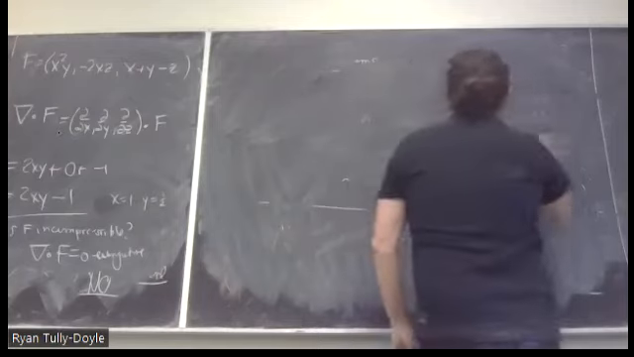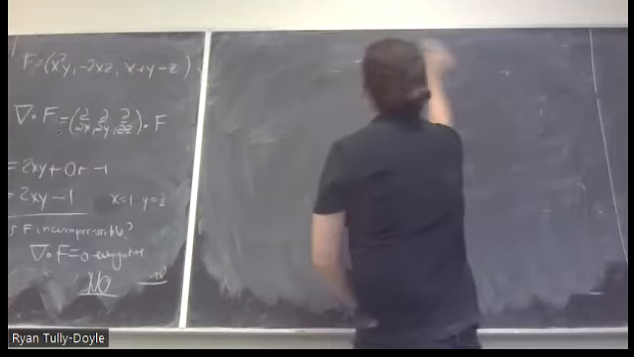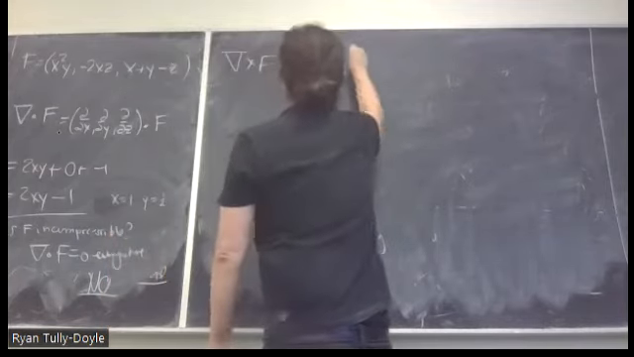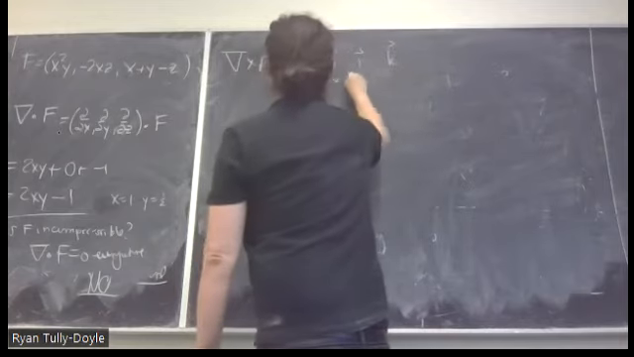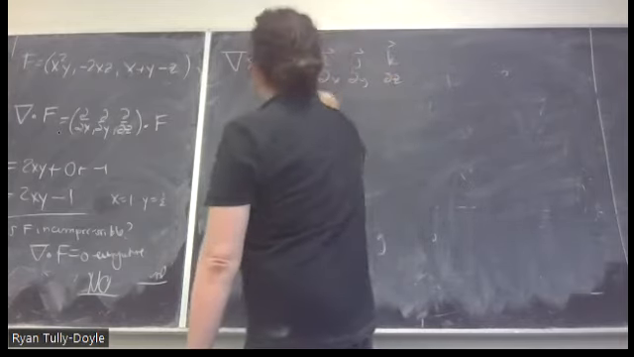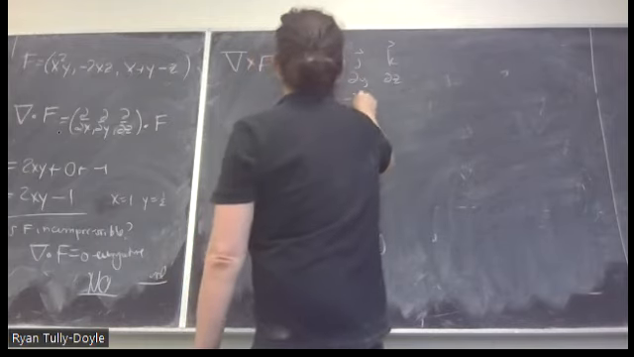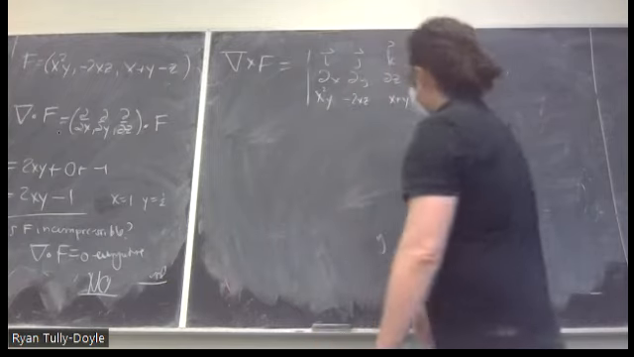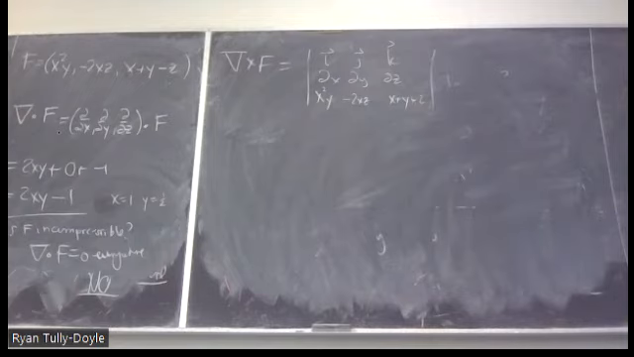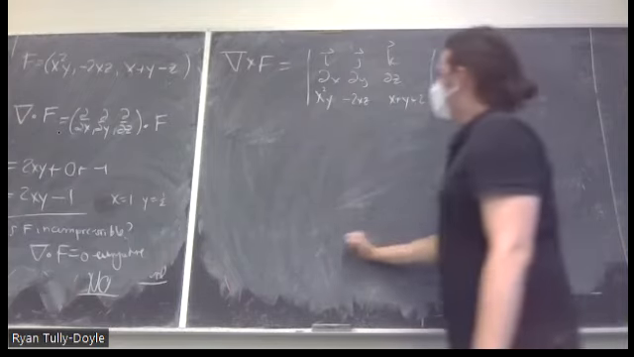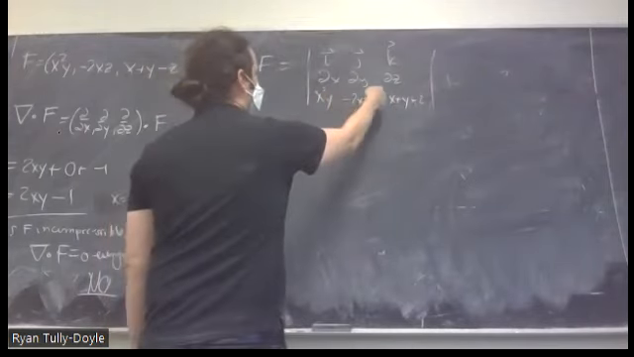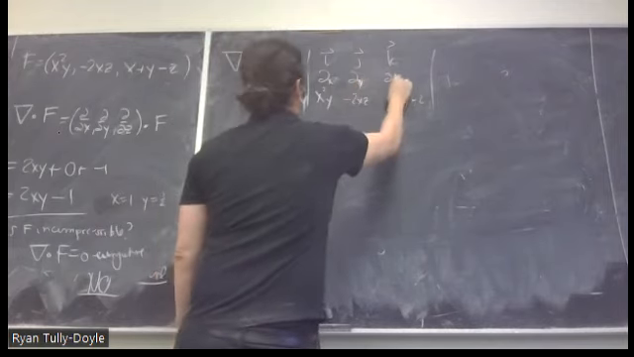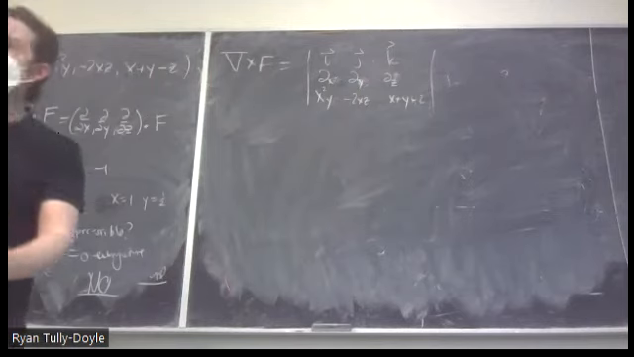What else could I do to it? Well, I can hit it with the curl. i, j, k, d by dx, d by dy, d by dz, x squared y minus 2xz. This is the sort of exercise you do if you decide, you know what, I really want to torture myself for a while with cross products. It looks like 2x, 2y, 2z, but I mean partial sub x, partial sub y, partial sub z. I'm not trying to confuse you.